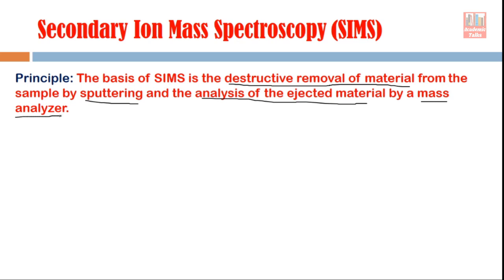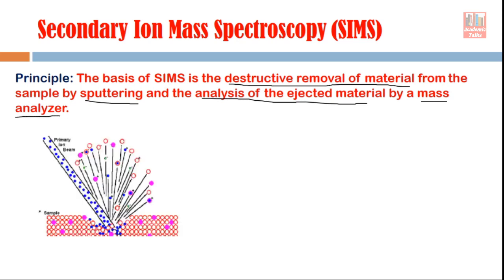So actually what happens in this technique? Suppose this is the sample which we want to characterize and there is an incoming ion beam. This ion beam is known as the primary ion beam. You can look at the sample, two kinds of circles are there, open circles and filled circles. Open circles can be assumed as the host atoms and filled circles can be assumed as some impurities embedded into this material. When this primary ion beam strikes the sample surface, it causes sputtering here.